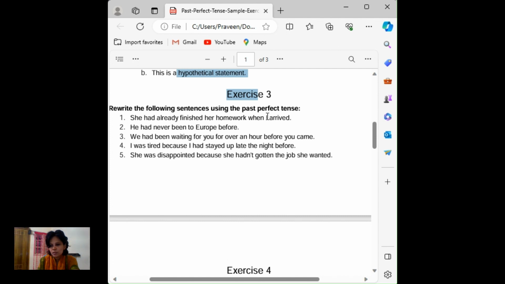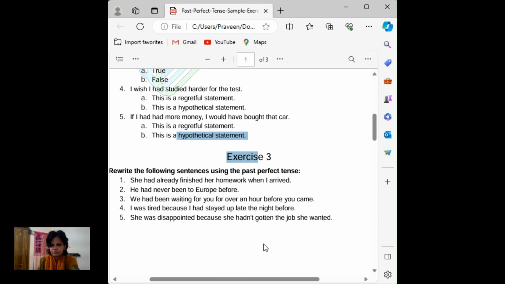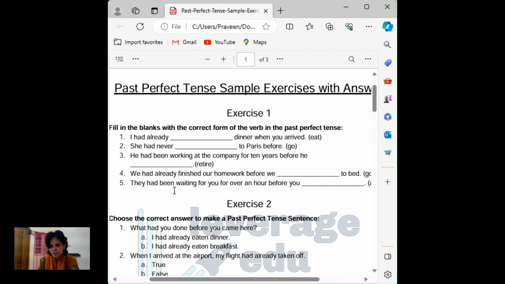So rewrite the following sentences using the past perfect tense. She had already finished her homework when I arrived. Same with this one. He had never been to Europe before. We had been waiting for you for over an hour before you came, and I was tired because I had stayed up late the night before. She was disappointed because she had not gotten the job she wanted. She had already finished her homework when I arrived. He had never been to Europe before. We had been waiting for you for over an hour before you came. Like we have studied those things.